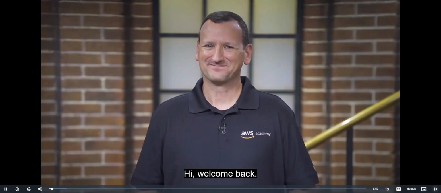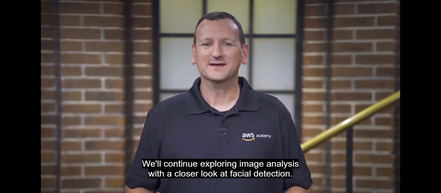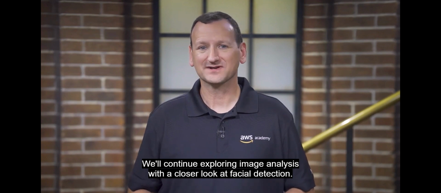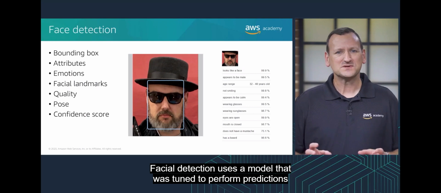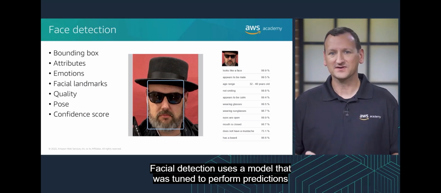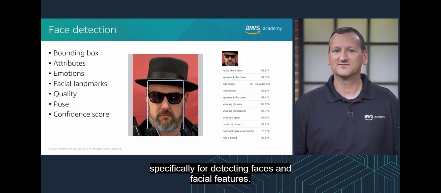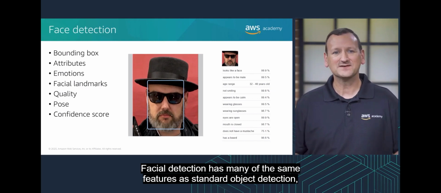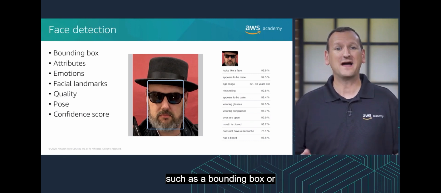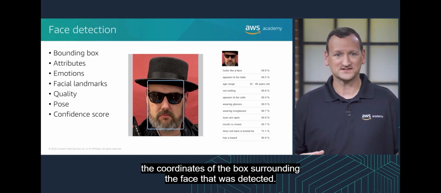Hi, welcome back. We'll continue exploring image analysis with a closer look at facial detection. Facial detection uses a model that was tuned to perform predictions specifically for detecting faces and facial features. Facial detection has many of the same features as standard object detection, such as a bounding box or the coordinates of the box surrounding the face that was detected.